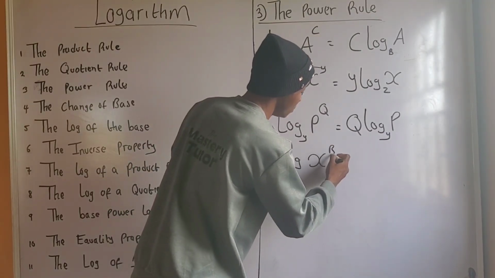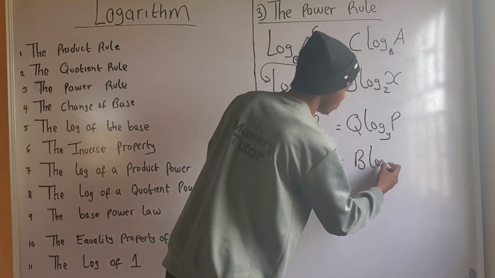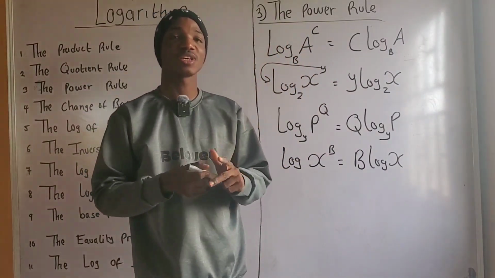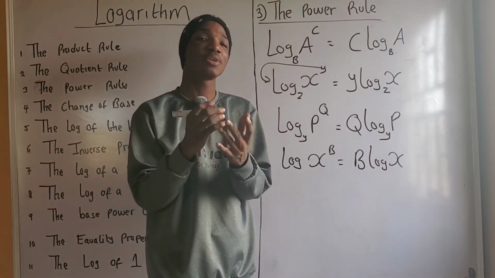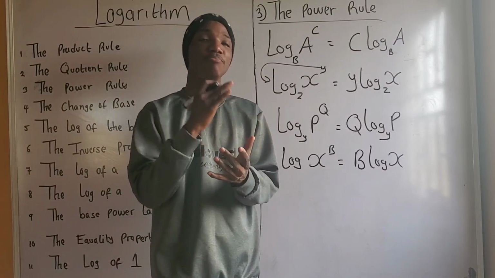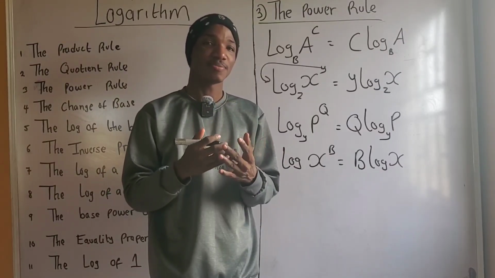Okay. Let's say you have log X raised to the power of B. The result of this logarithm will be B log X. Do you understand? Okay. Another important thing that I want you to take note of is that anytime you are given a logarithm and the base is not included, know that the base of that logarithm is 10. Do you understand? Listen carefully.